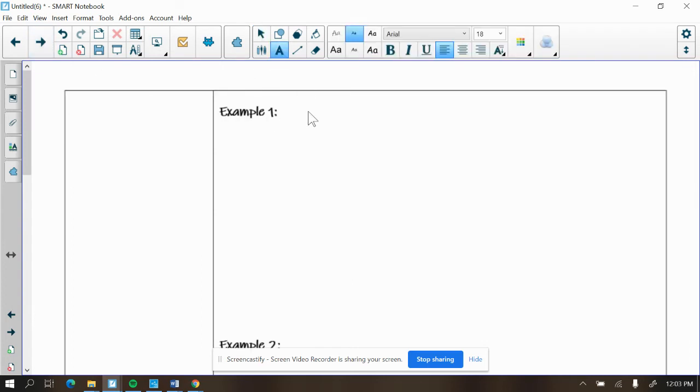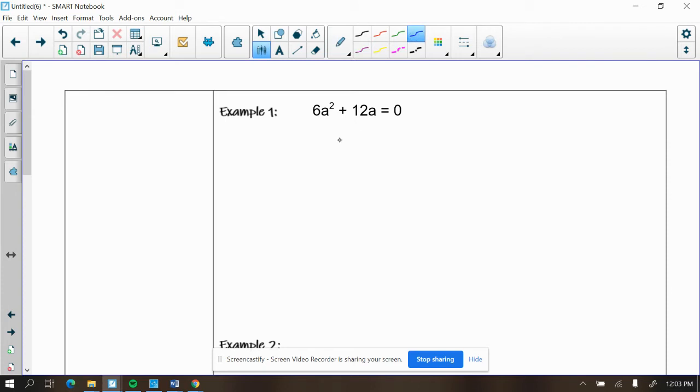All right, the next page, example number 1. I'm going to do 3 examples, and then at the end you will have one to try on your own that we will check together in class. So 6a squared plus 12a equals 0. When we're solving these quadratics, they're always going to be set equal to 0. This first one, is it in standard form? ax squared plus bx plus c equals 0. Well, yes, it is in standard form. The only other thing is it doesn't have a c value.